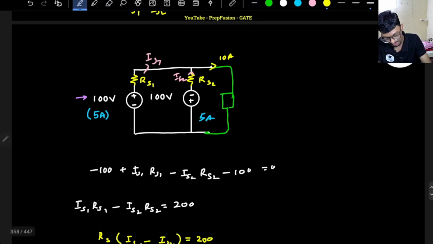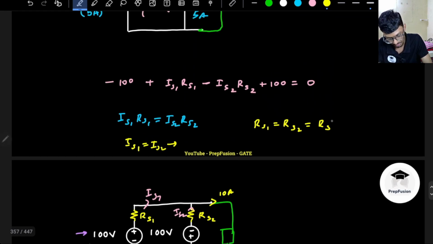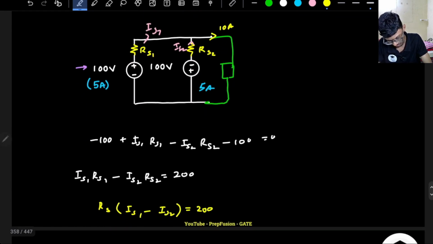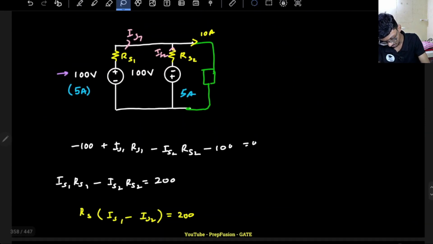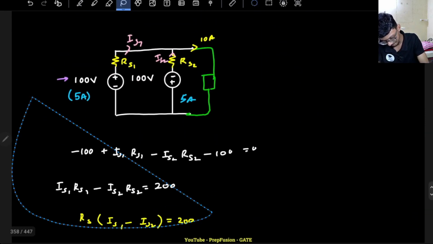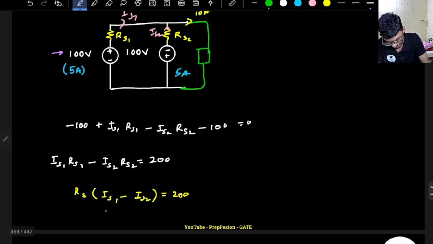Okay, and for a second let's assume that the source resistance is generally a very low value. Assume it equals 1 ohm only. So if I assume the source resistance to be 1 ohm only, this will be IS1 minus IS2 equals 200 amperes basically.